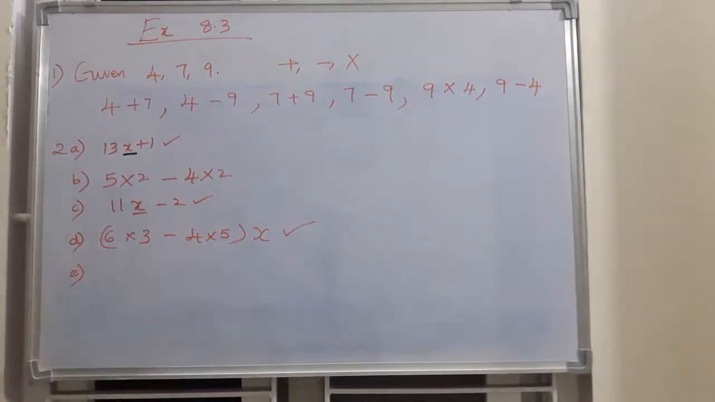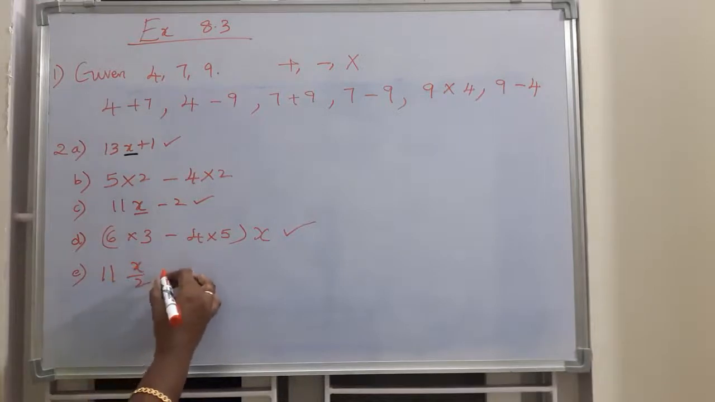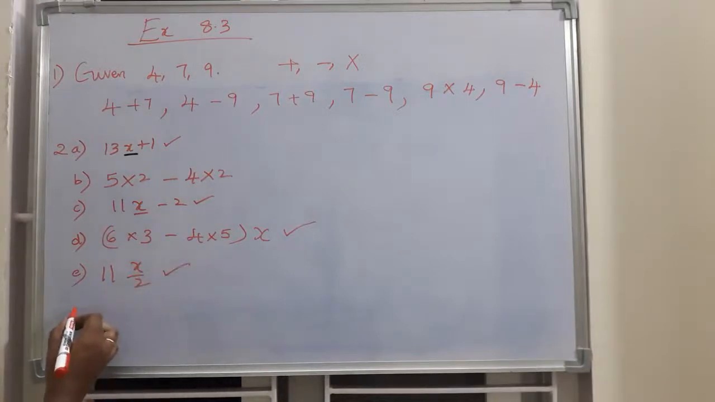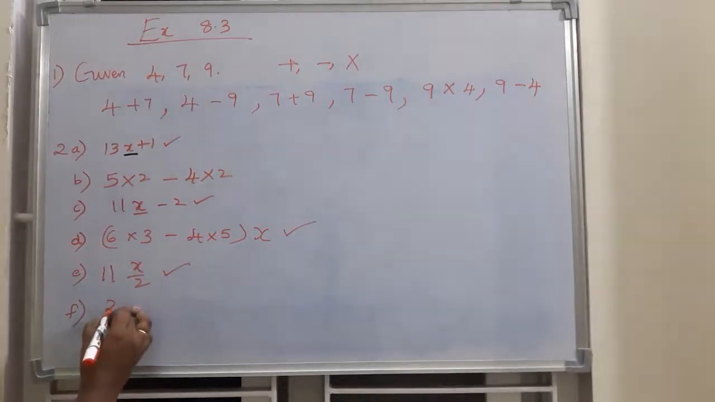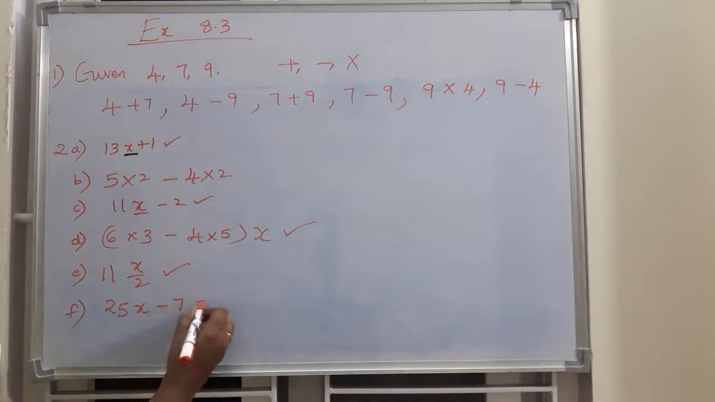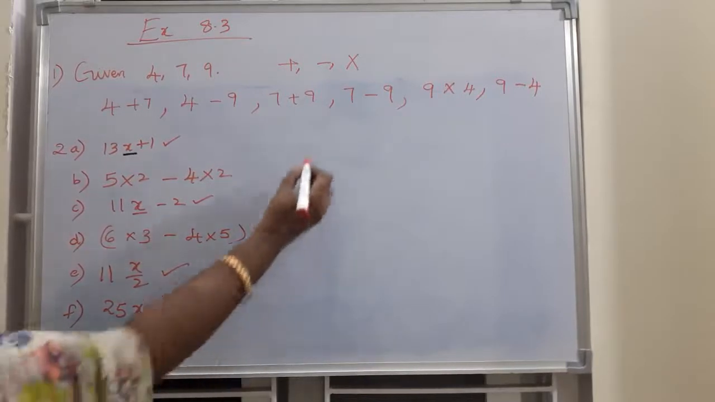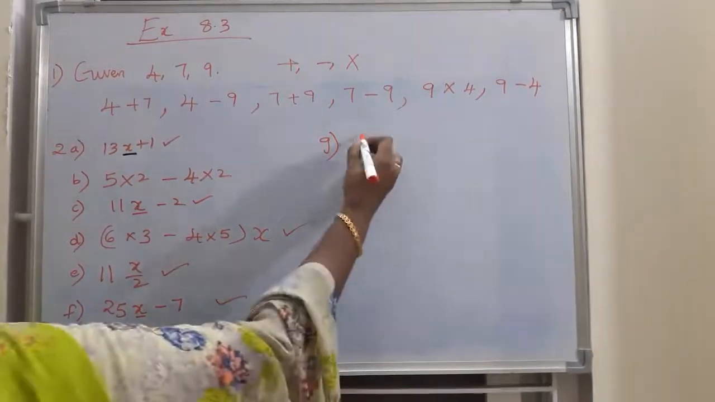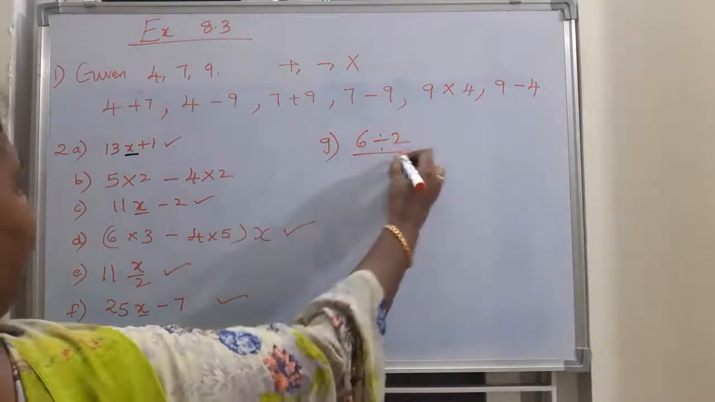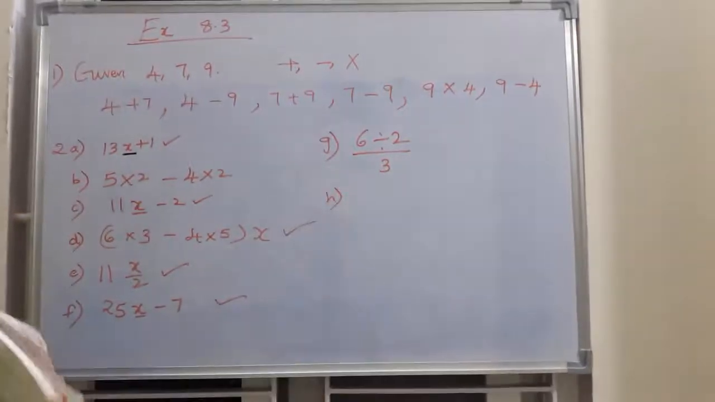E bit. 11x by 2. So simple, if it is there, tick. There x is there. F bit. 25x minus 7. So x is there, so tick. Next, G bit. 6 divided by 2 by 3. So there is no variable. Don't keep any tick, just leave it like that.